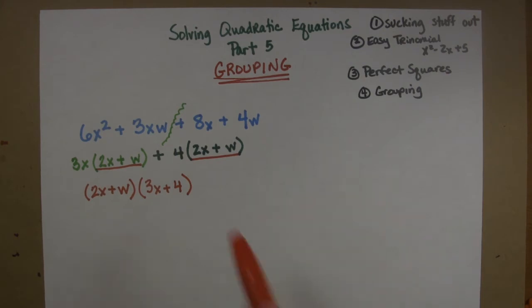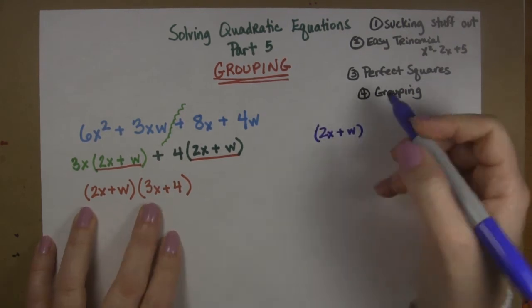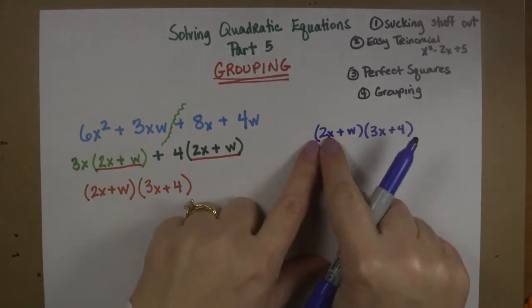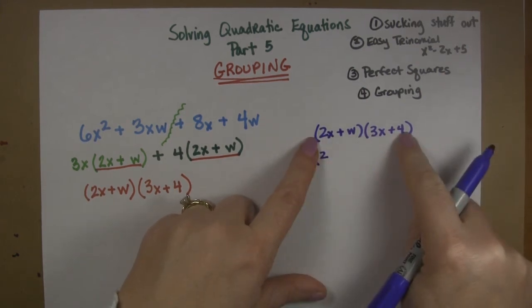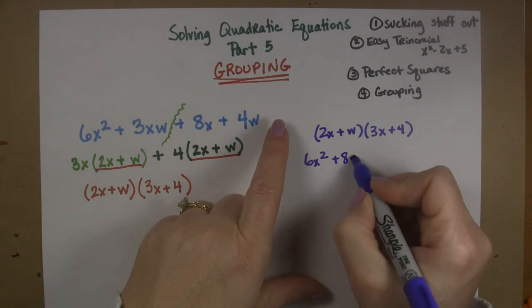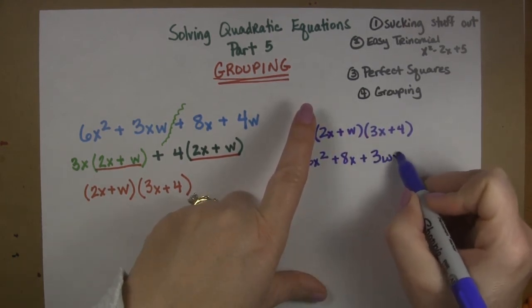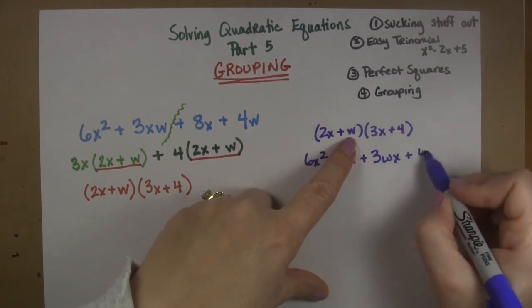I have now factored my long polynomial. Now, just in case you don't believe me, I know you believe me, but let's just pretend that you were a doubter. Let's solve it over here. 2x plus w times 3x plus 4. Let's just work it out. So 2x times 3x will give me 6x squared. 2x times 4 will give me 8x. W times 3x will give me 3wx. And w times 4 will give me 4w.